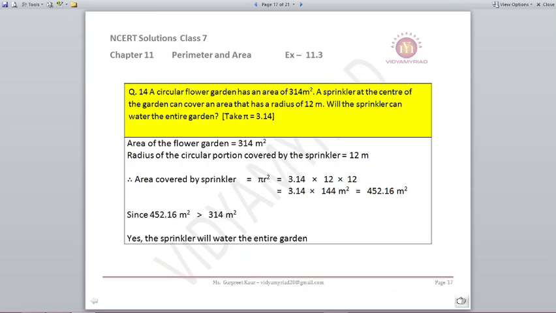So the area that can be covered by this sprinkler will be pi r square. Radius we already know is 12 and pi is 3.14. So 3.14 multiplied by 12 squared gives us 452.16 meters square, which is much more than the area of the garden. That means the sprinkler can definitely fill the entire garden.